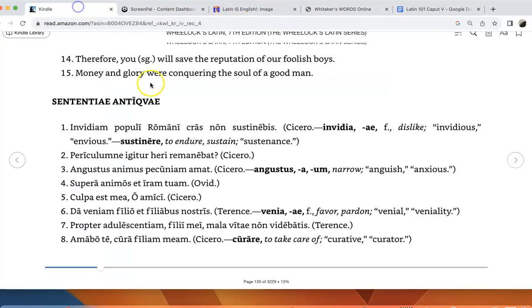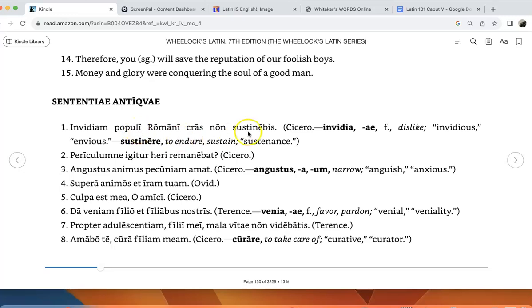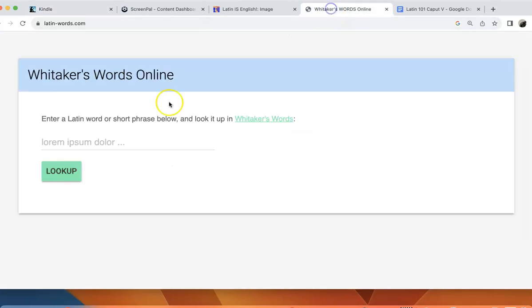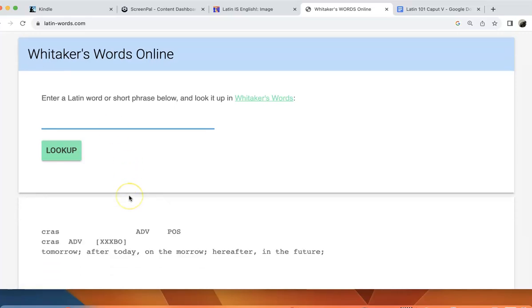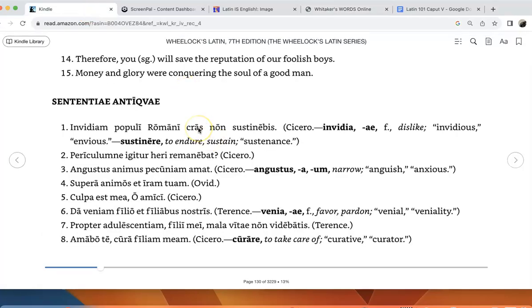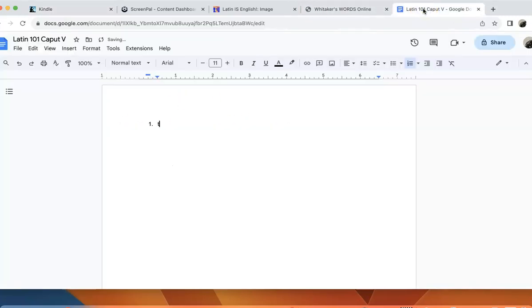So let's go back to the example, and what we have here is that we're going to start with our subject and verb in our translation, and then we'll actually start with an adverb first. Cras means tomorrow, like procrastination. Once again, if you're not sure, use a dictionary or simply look up the word. Don't forget the back of your Wheelock's also has a dictionary. Tomorrow you will not endure the dislike of the Roman people.